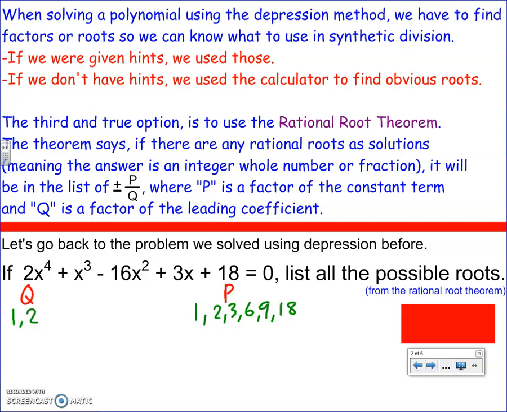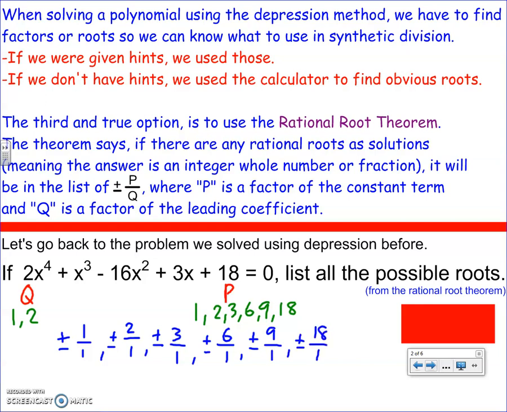I'm now going to make a list of every possible plus or minus p over q. So plus or minus, let's do all the ones first. So 1 over 1, plus or minus 2 over 1, plus or minus 3 over 1, plus or minus 6 over 1, plus or minus 9 over 1, plus or minus 18 over 1.